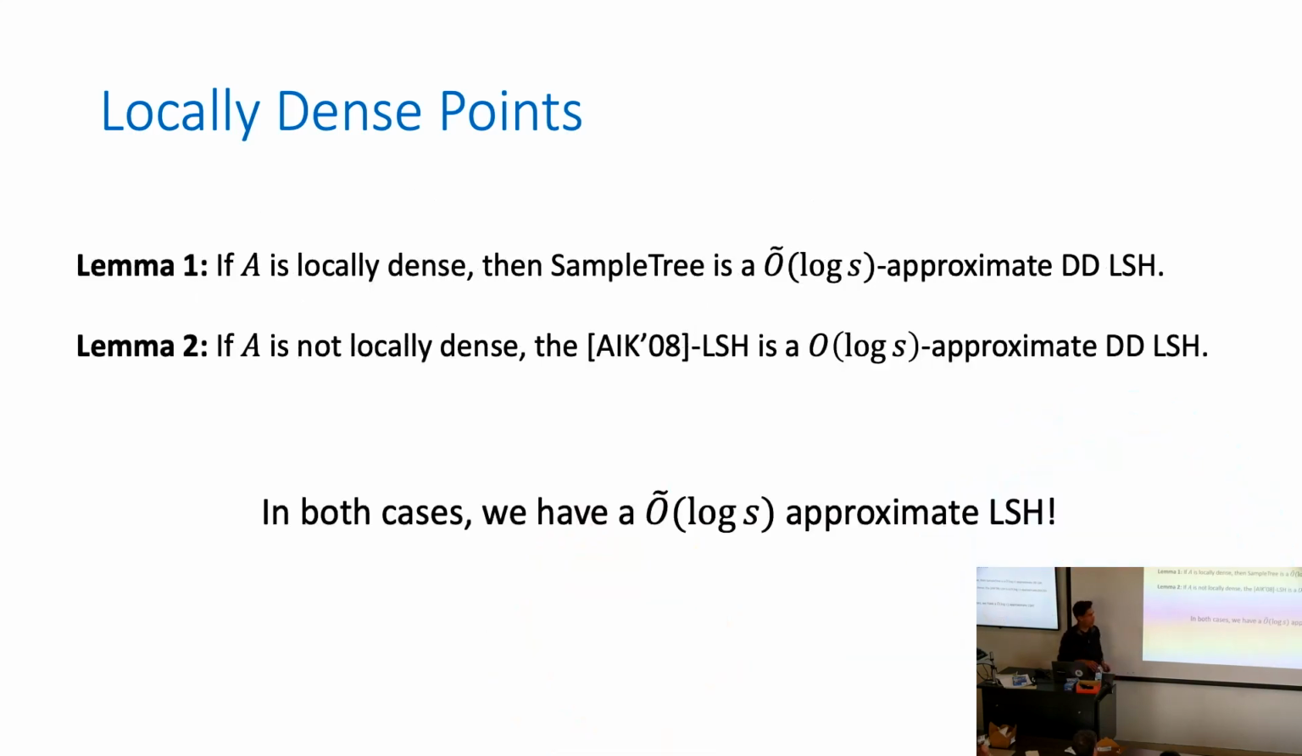And we're basically done here. These are the two things we just said. For the points that are close to our sample, the sample tree thing gives a good approximation. If they're far, then I can handle them with the worse approximation from earlier work. And in both cases, we get an approximate LSH.